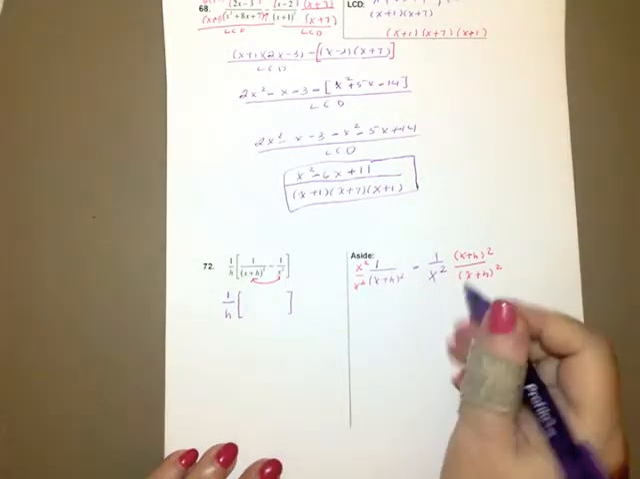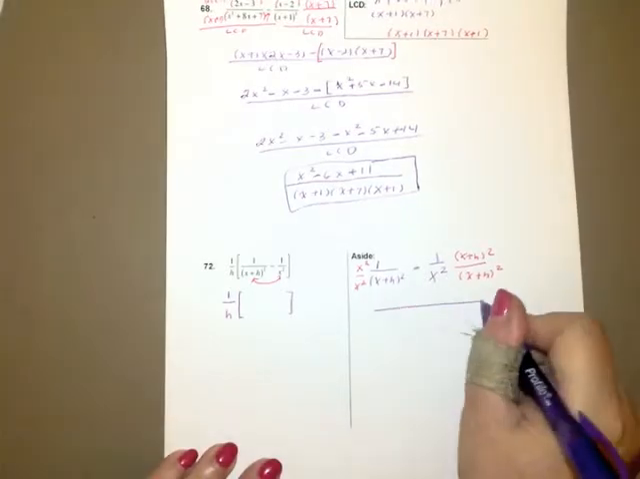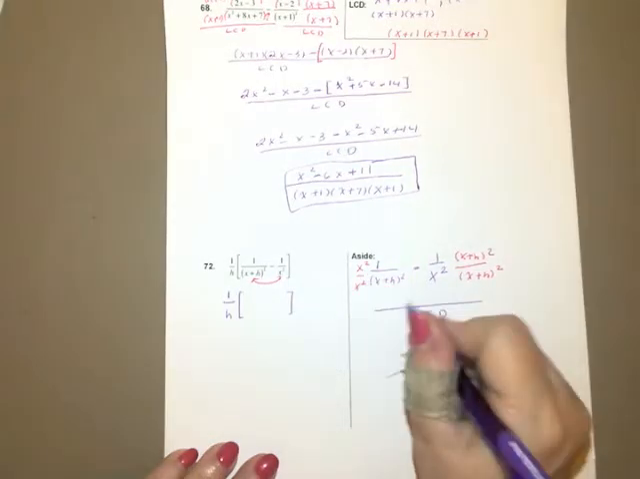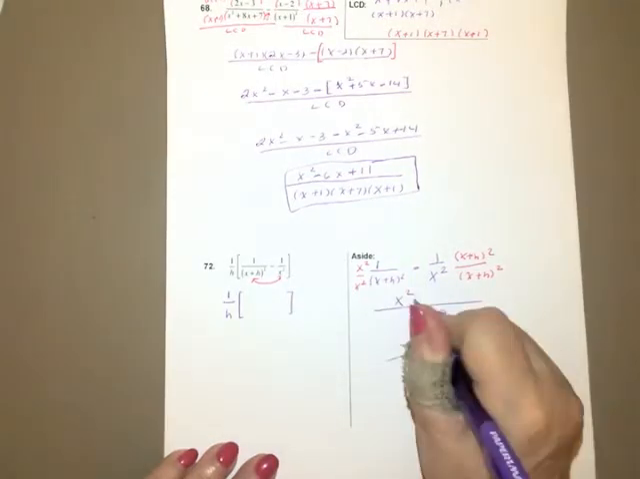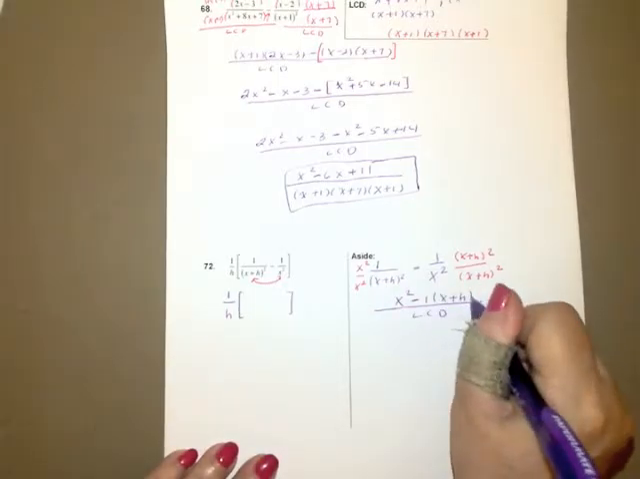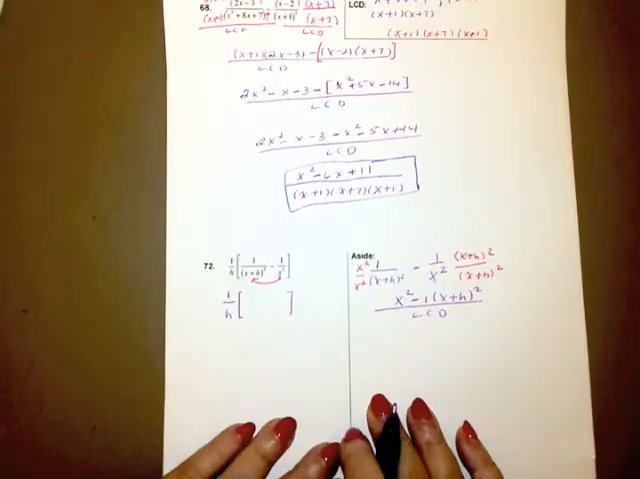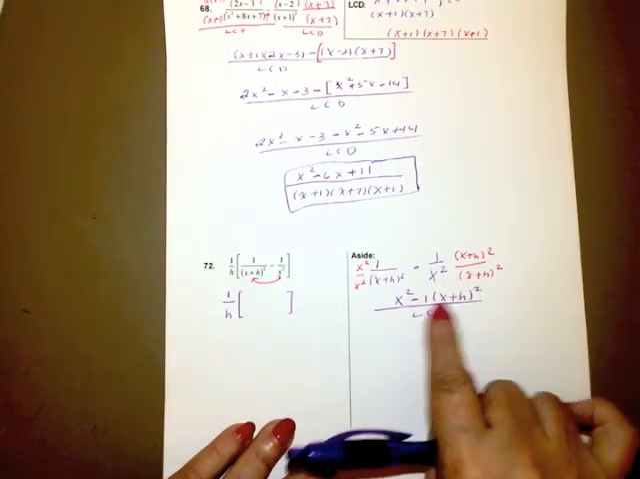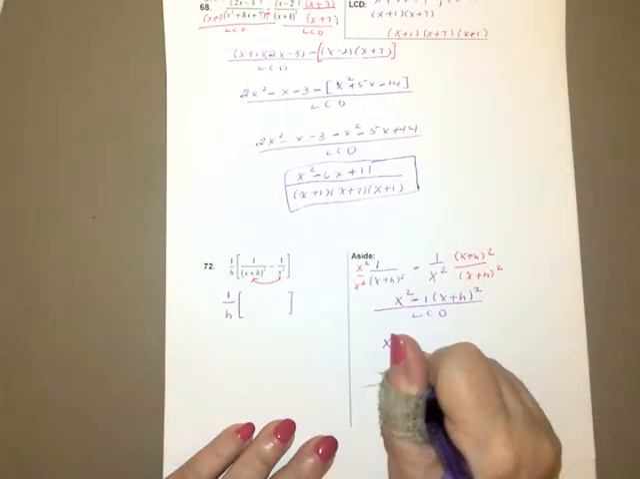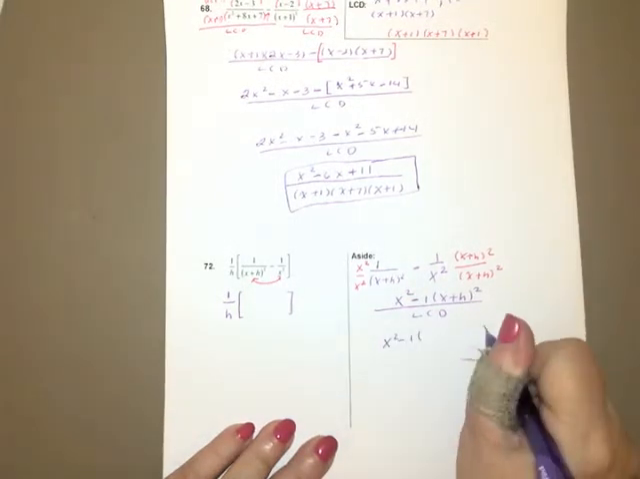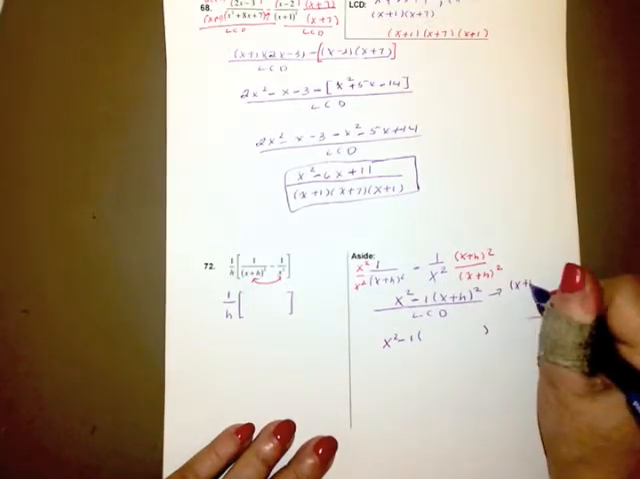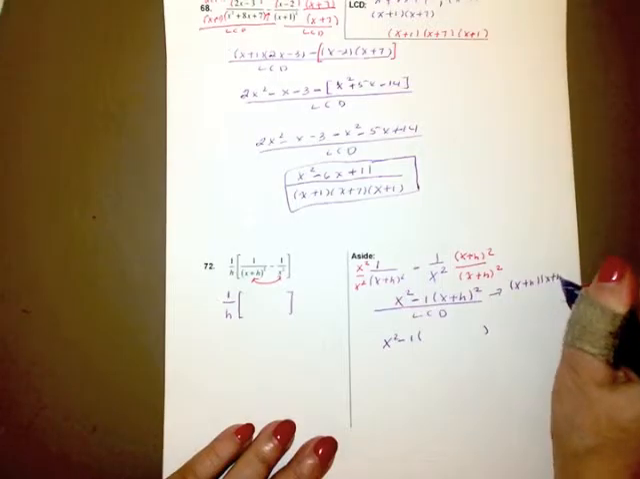So that now all over the LCD, which is x squared times x plus h squared, I get 1 times x squared, which is x squared, minus 1 times x plus h squared. Now in order to simplify, I'm going to have to square this and then multiply everything by -1. So this is x squared minus 1 times, now x plus h squared is just x plus h times x plus h.